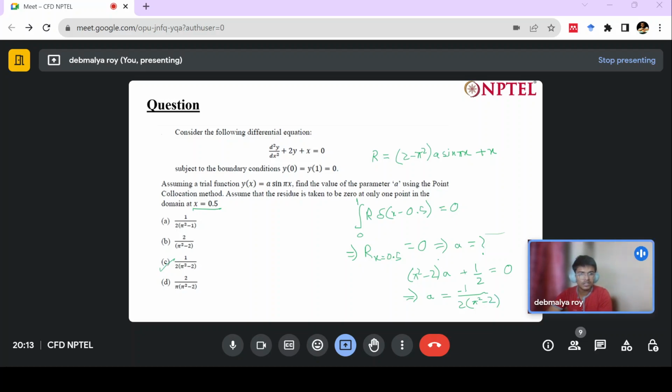Did I miss a minus sign somewhere? Oh, okay. So option C is correct.